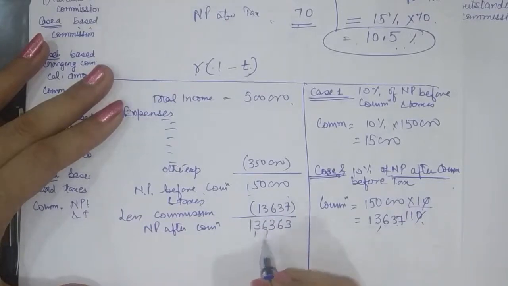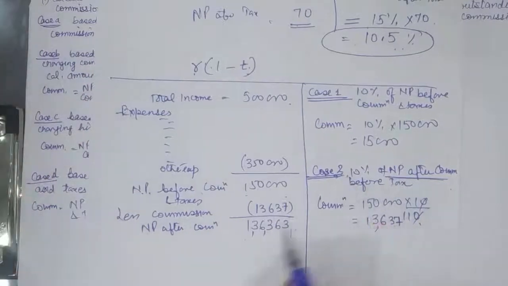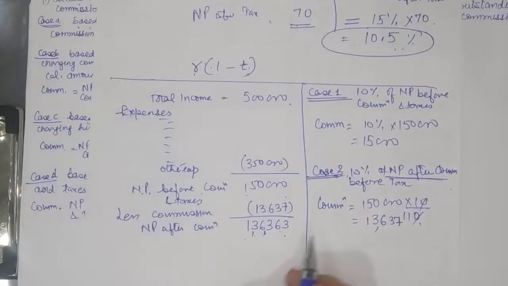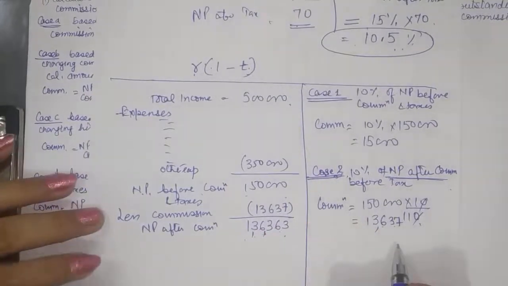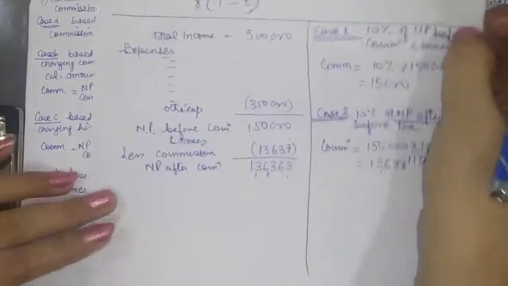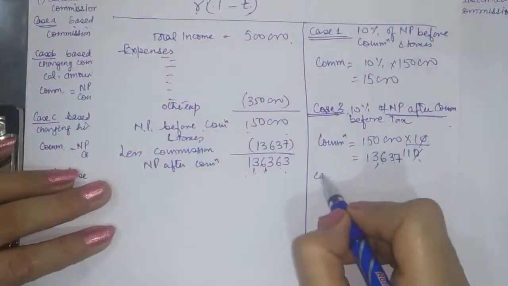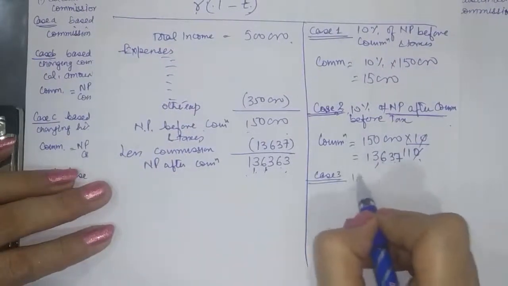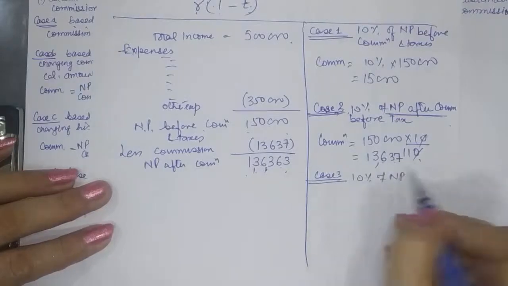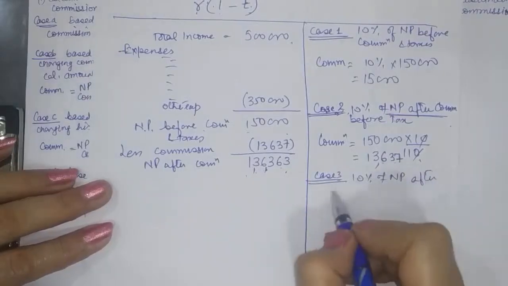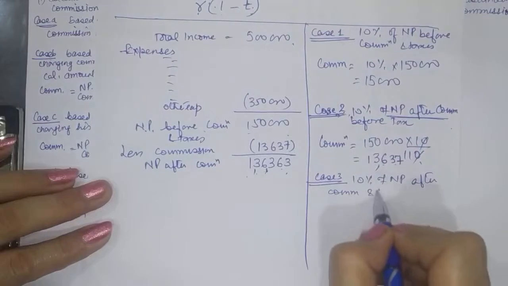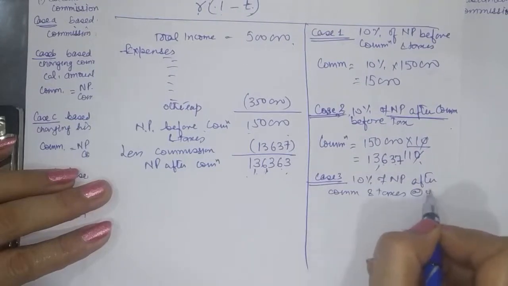Okay, so this is our profit, and we know that 10% of profit after commission is 13,336.3. So rounded off to 13,637. Now last case, again the calculation, same 10% of the net profit after commission and taxes at the rate of 40%.